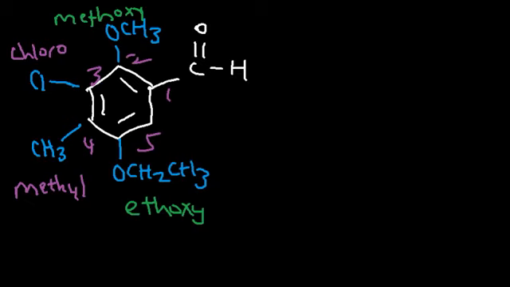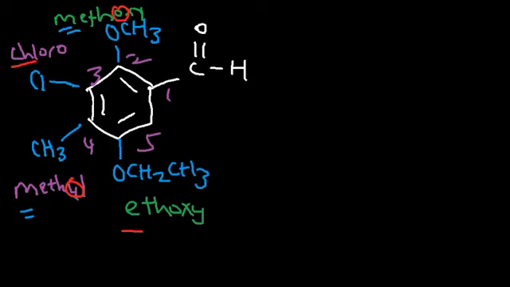So now we need to put this in alphabetical order. C comes before all of them. And then we have E. And then here we have M and M. Which one will come first? So METH, that's the same. So we need to compare the O versus the Y. So this O, methoxy, should come before methyl because that has a Y. O comes before Y in the alphabet.